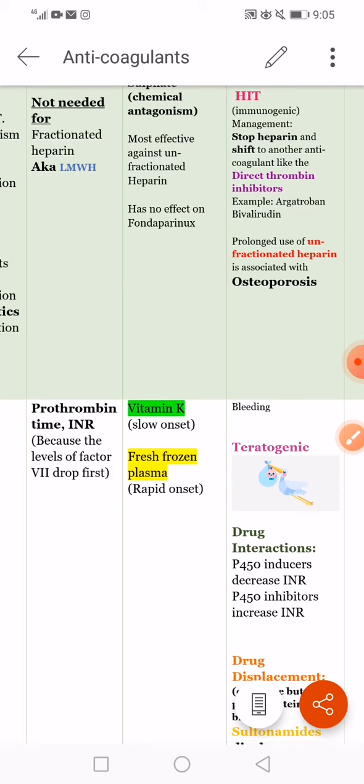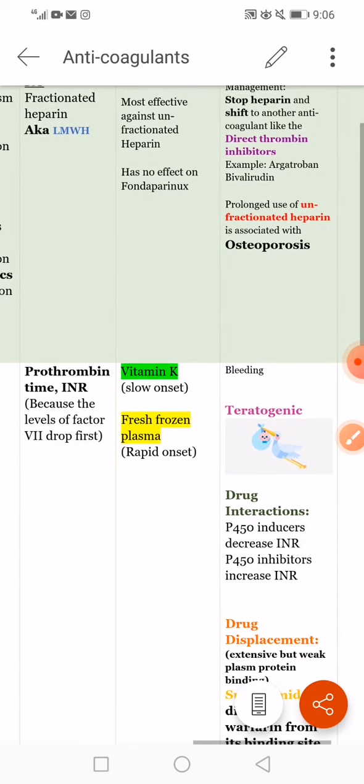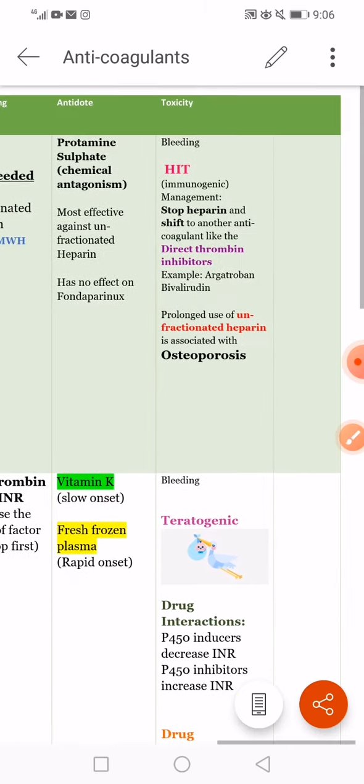The second thing is to give fresh frozen plasma immediately, because even when you give vitamin K, it will still take time for the clotting factors to get produced. Up to 5 to 6 hours. Synthesis takes time. There's transcription, translation, then modification. It will take time for the clotting factors to be produced after you give the vitamin K which was missing. But you need to stop the bleeding right now, so you give fresh frozen plasma which already contains those clotting factors.